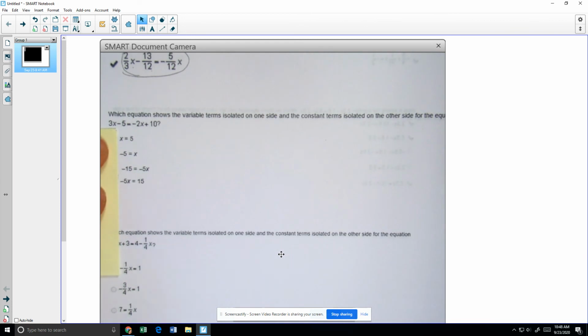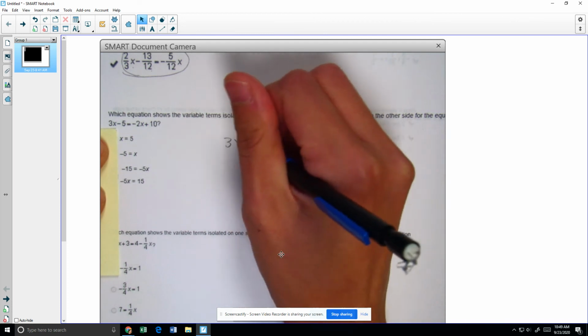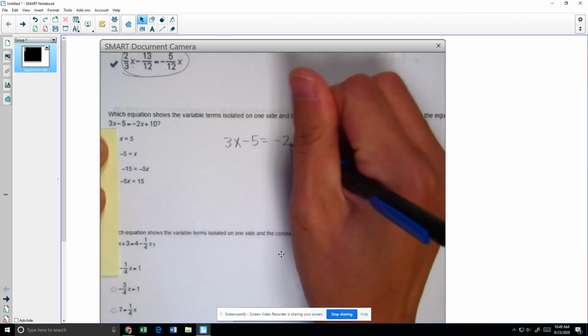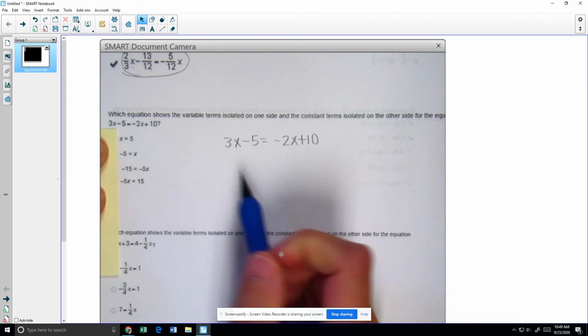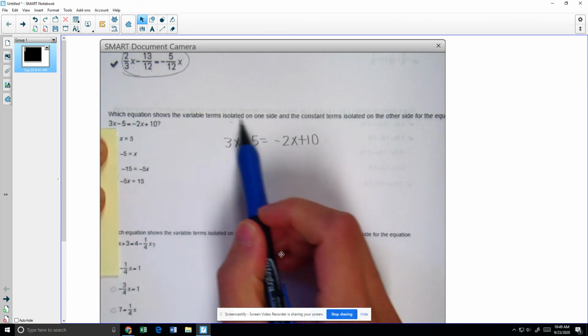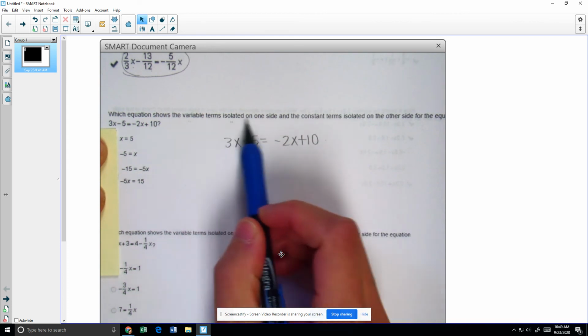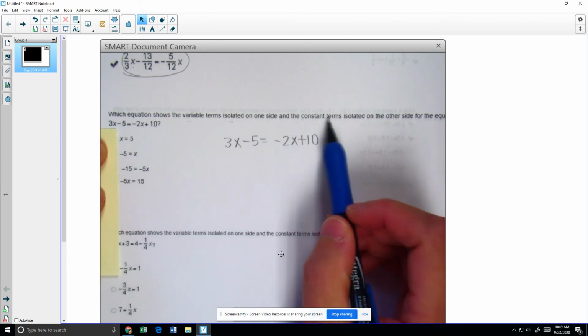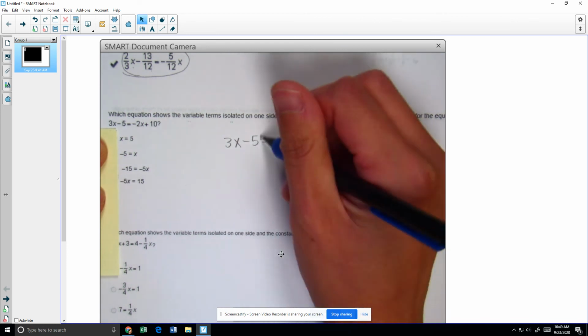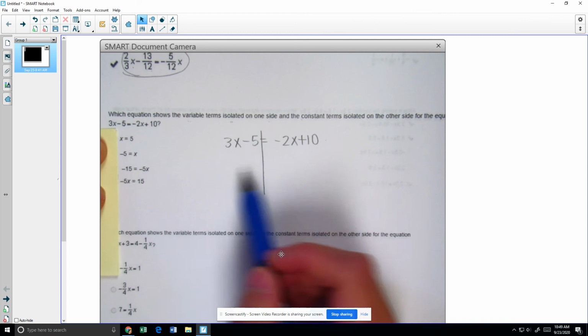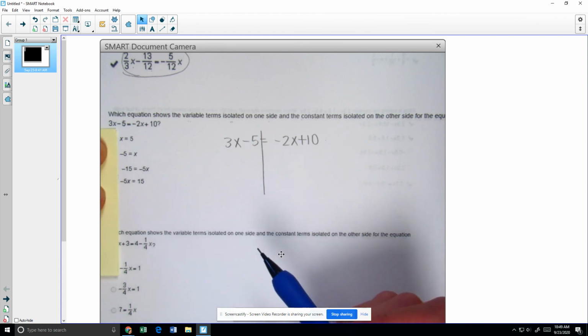Okay. So here's my equation: 3x minus 5 equals negative 2x plus 10. They're basically asking me isolated on one side. So the variables, the letters, are on one side and the constants, just the numbers, are on the other side. So which one shows the letters on one side and the numbers on the other side?